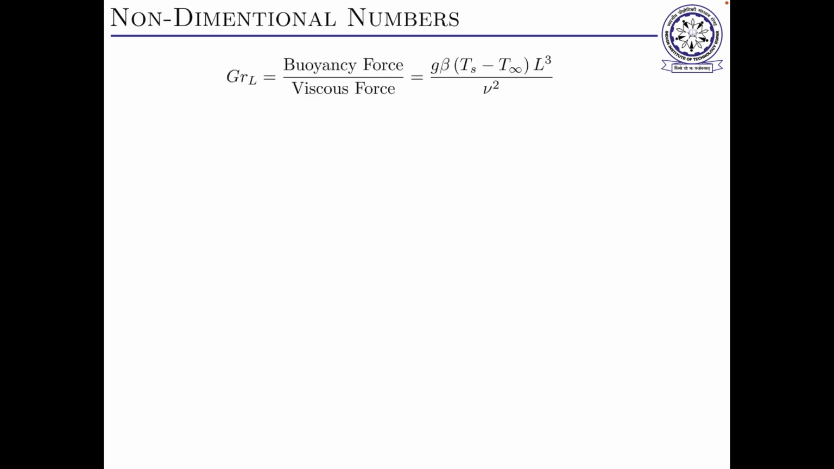Now the non-dimensional numbers that are related to natural convection. First is the Grashof number. The Grashof number is the ratio of buoyancy force to viscous force. If the Grashof number is too high, it means the buoyancy forces are predominant and in action. And you see this L cube. This L has a power raised to 3. This is very important.